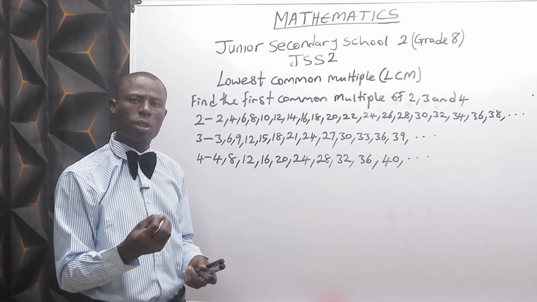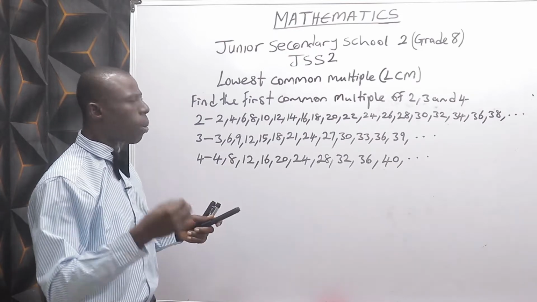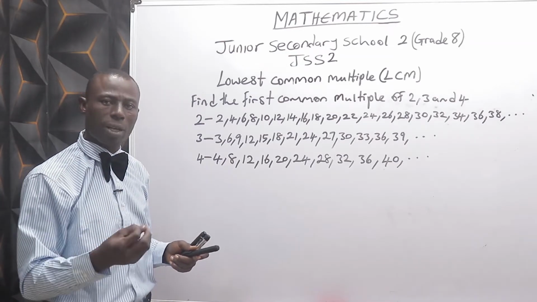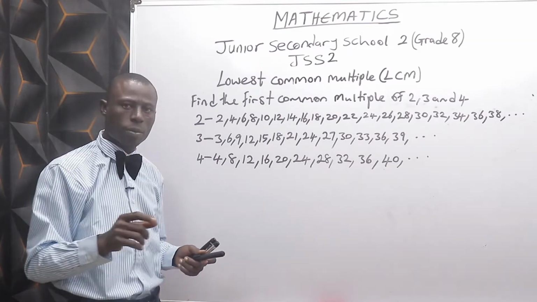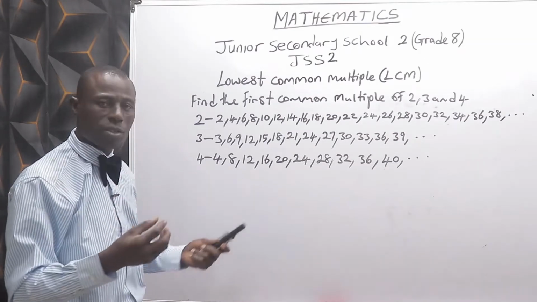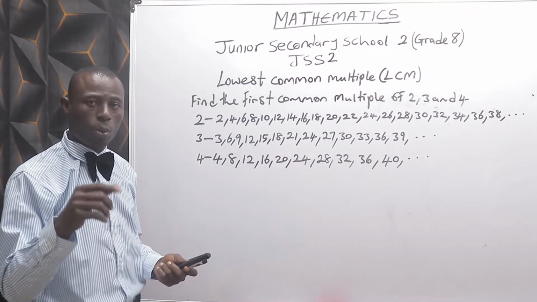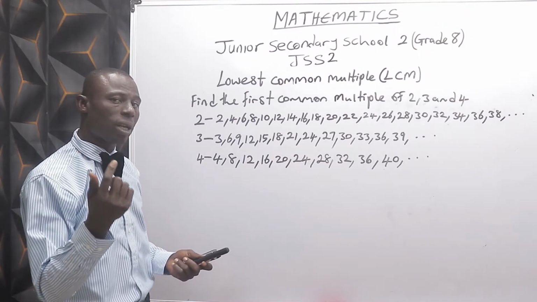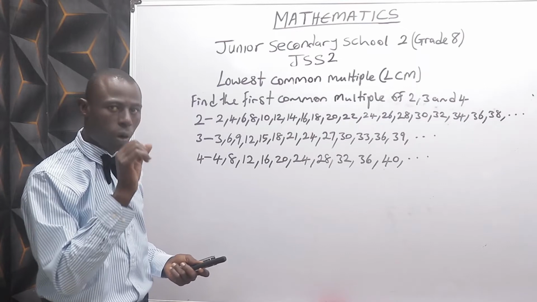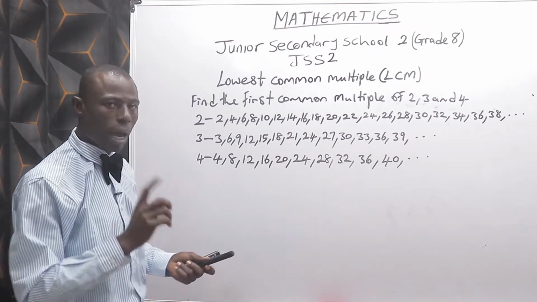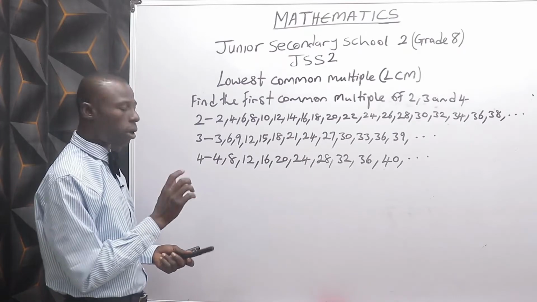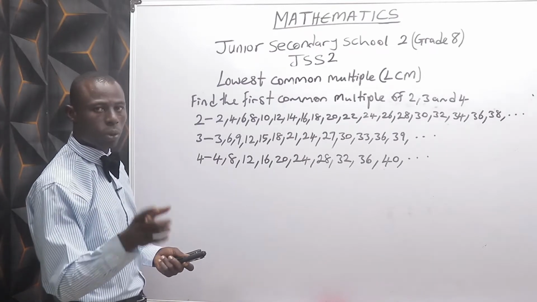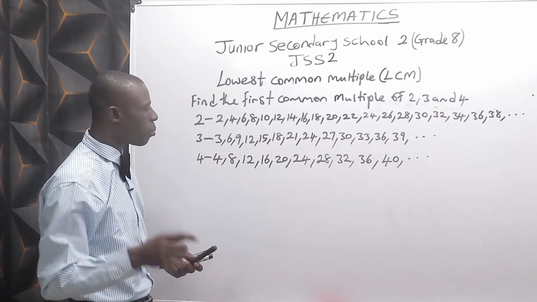Anytime you hear the words first common multiple, it simply refers to lowest common multiple, LCM. And when you hear LCM, lowest common multiple, let your mind quickly go to the first common multiple. That is the other name we call it. Lowest common multiple is the same thing as the first common multiple.